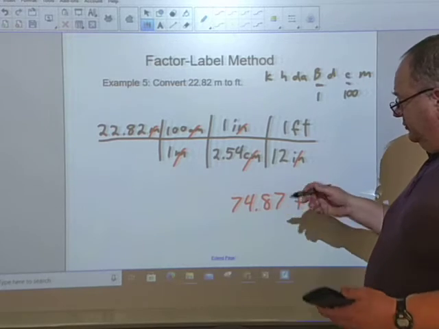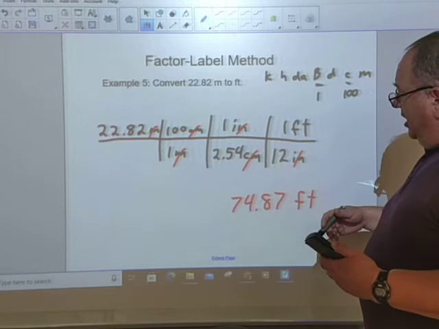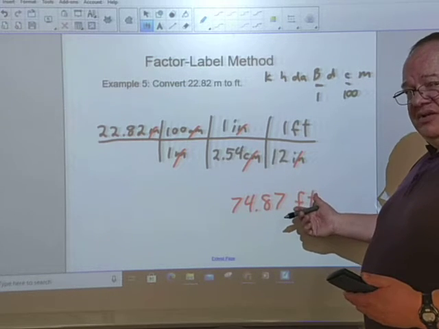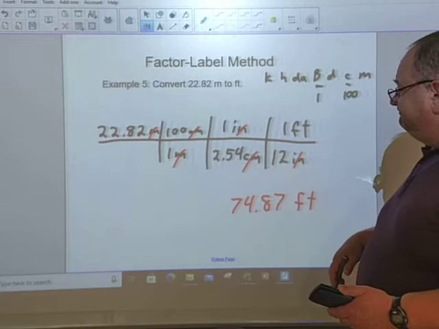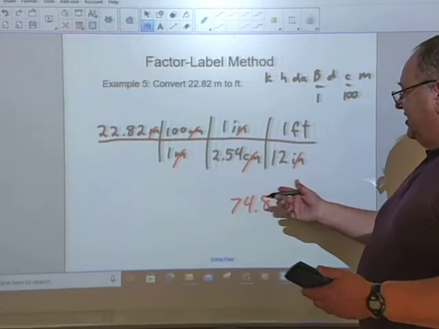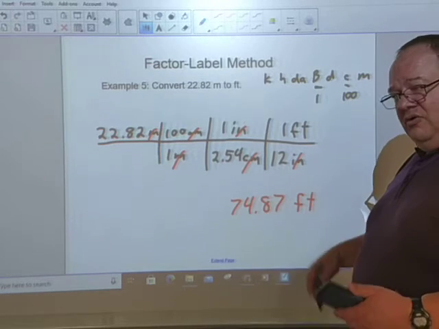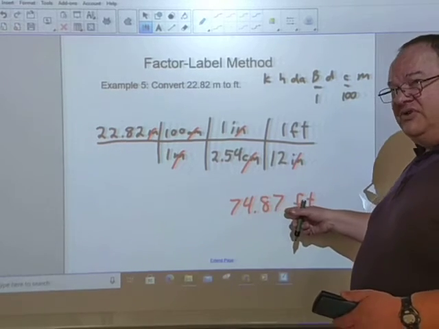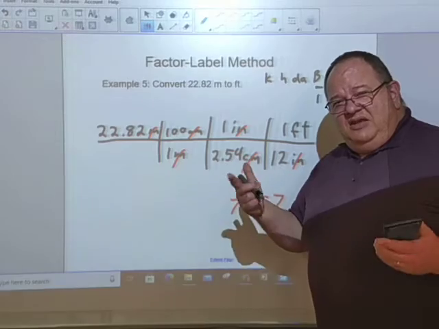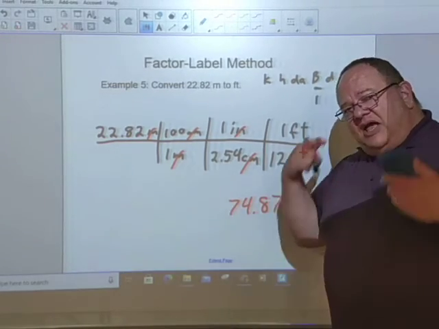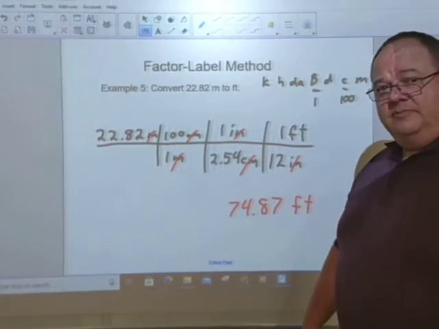Now, 0.87, we don't usually do feet in decimals, right? So we'd have a little bit more work to do. We'd have to convert to inches. But at least I know it's less than 75 feet, over 74 feet, over 74 3/4, so 3/4 of a foot is 9 inches, so this is probably about 74 feet 10-ish inches, right? So at least I have a better concept of that than I would of that one, and I did a conversion to get there.